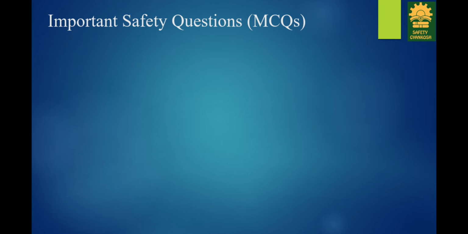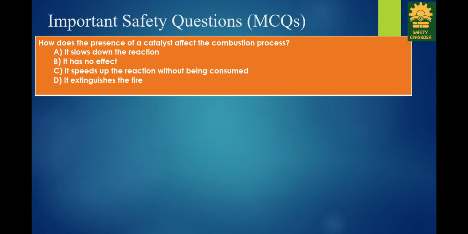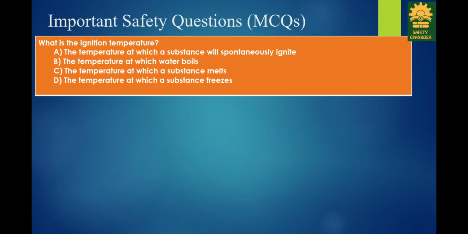So, on to the next question. How does the presence of a catalyst affect the combustion process? A. It slows down the reaction. B. It has no effect. C. It speeds up the reaction without being consumed. D. It extinguishes the fire. So the correct answer is C. It speeds up the rate of reaction without being consumed. Let's move to the next question.